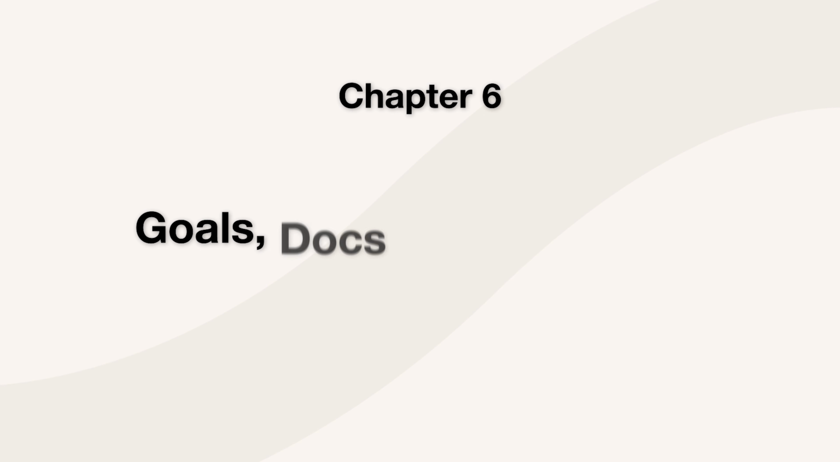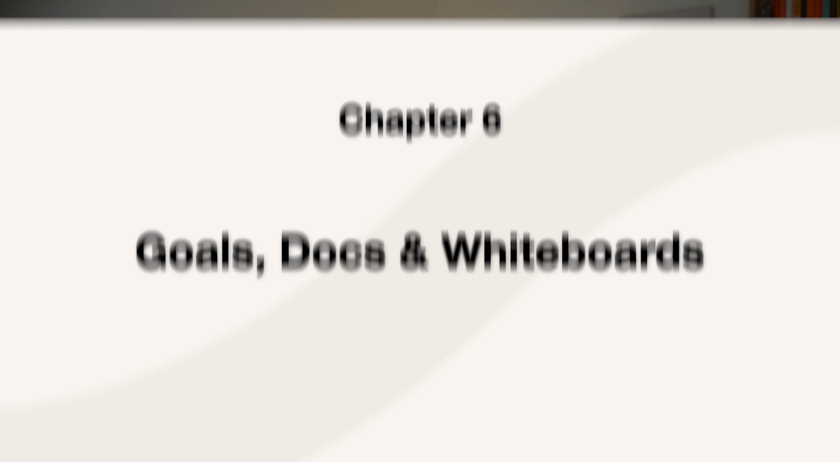Now, we've tackled tasks and communication. Next, let's look at some higher level features, goals to track objectives, and whiteboards for visual collaboration, which can further enhance team project management. Chapter 6, Goals, Docs, and Whiteboards. Note, we already introduced docs in the previous chapter because they fit with collaboration.